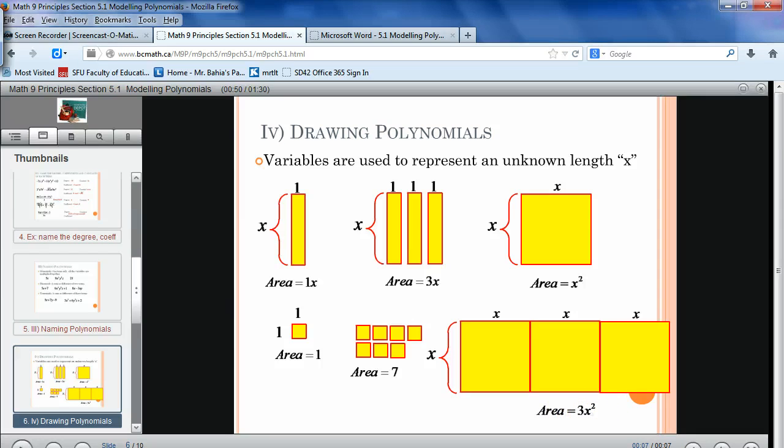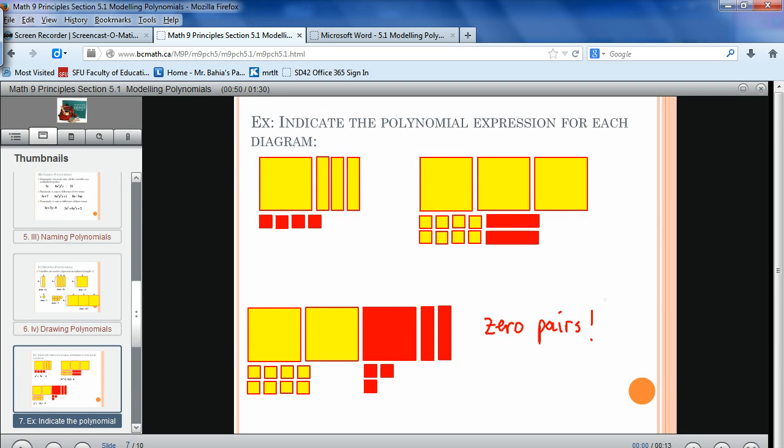You may need to pause, rewind, and rehear this. But basically, rectangles are x's, the big squares are x squareds, and the little tiny squares are just the constants. You just count up how many there are, and that's how many there'd be, because they're the constant terms. Okay, let's take a look at this.